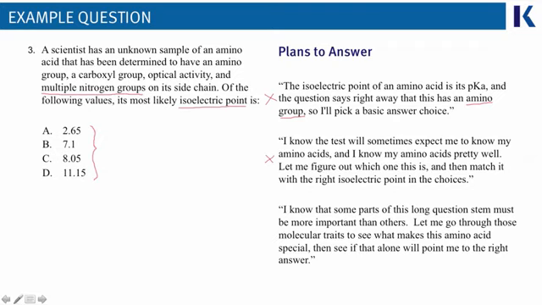And with multiple nitrogen groups, we would expect this amino acid to have an isoelectric point, or PI, pretty far into the basic range. Sure, there are 2 answers that fit into the basic range, but 8.05 is not that far from physiological pH. It's less than 1 pH unit away. 11.15, on the other hand, is pretty far into the basic range and is a much better pick for the answer choice to this question.